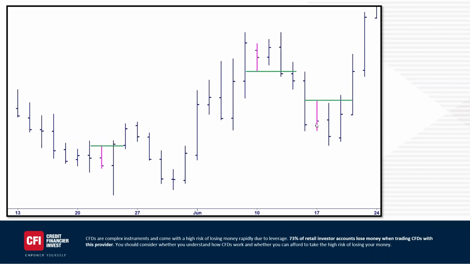Then we get another one at the bottom, inside bar, another break through the bottom. People sell the break of this point. Then on the next bar, the trap is sprung, the buyers come in here, and up it goes like a rocket.